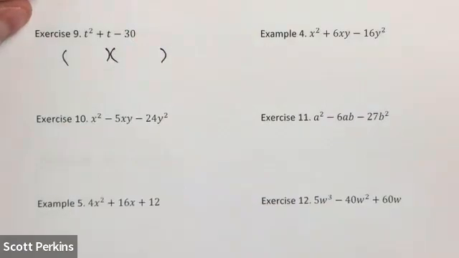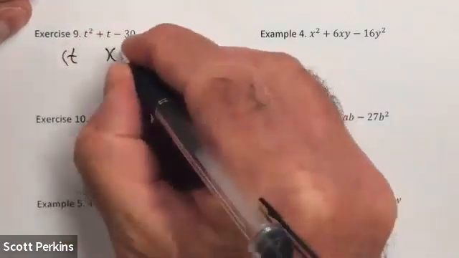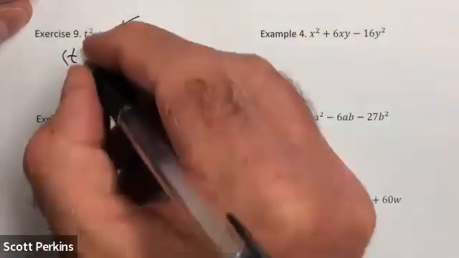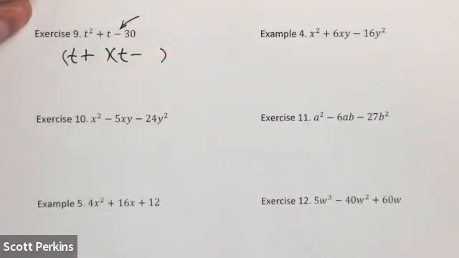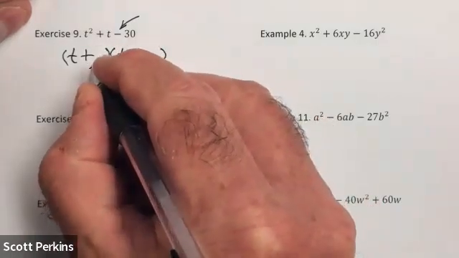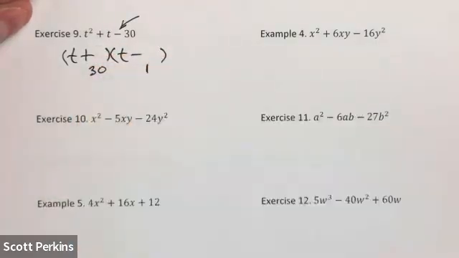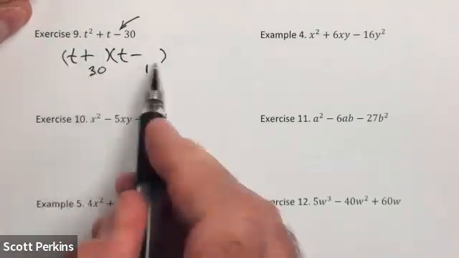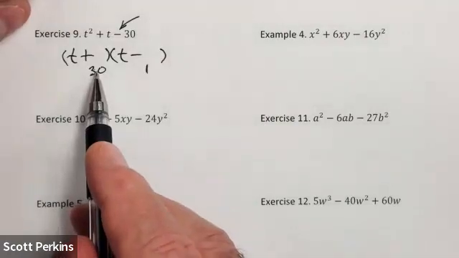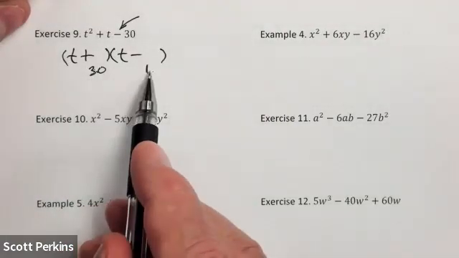So again, there's a 1 in front of the t squared, so it's going to be t times t. There's a negative in front of the 30, so that tells me the signs are different. And I'm going to have a positive what and a negative what on this one? Positive 30 and negative 1. Okay, so if I did positive 30 and negative 1, that indeed does multiply to give me negative 30. You're right. But when I add positive 30 and negative 1, what's the result there?